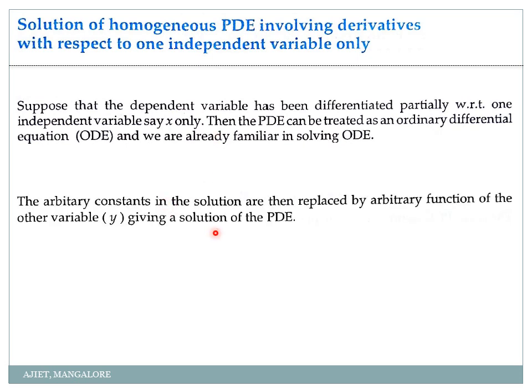The arbitrary constants in the solution are then replaced by arbitrary functions of the other variable, say y, giving the solution of the PDE. Means in the question if we have one independent variable, say x, then which is constant? Obviously y will be constant, correct? So once I start with the problem, you will get an idea how to solve this. This is very easy. Only thing is the same concept of yc we are using here also.